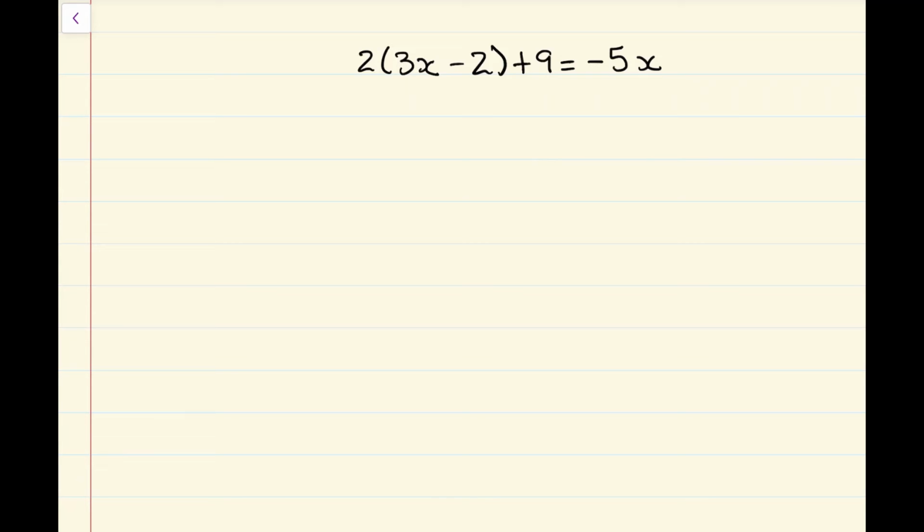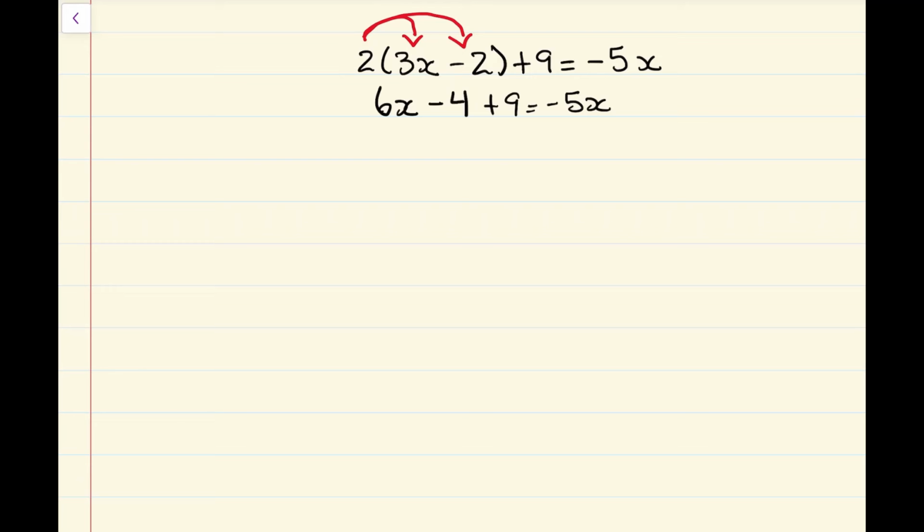And so of course, just like we mentioned before, the first thing we would want to do is remove the bracket. And we see that this 2 is multiplying out throughout the whole bracket. So let's get started. 2 times the first term, which is 3x, is equal to 6x. And then 2 multiplied by the second term, which is negative 2, is just going to be negative 4. And then we just bring down the rest of the equation. Plus 9 is equal to negative 5x.